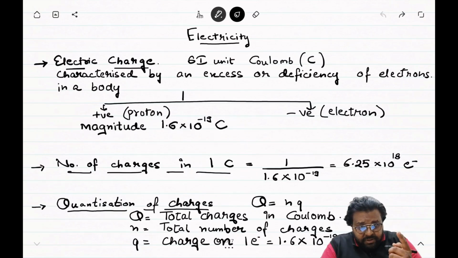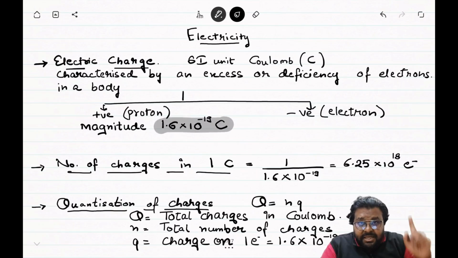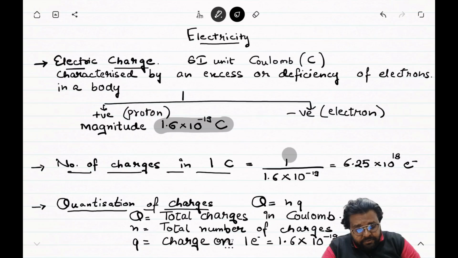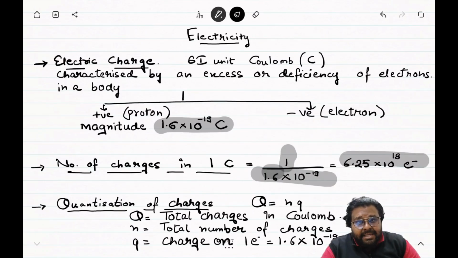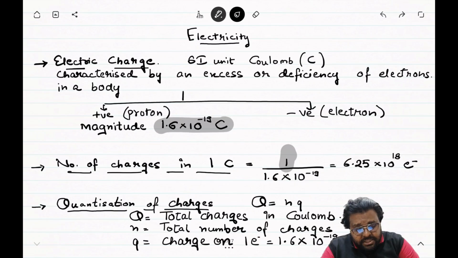So if the charge on one electron is 1.6 into 10 to the power minus 19 coulomb, using the unitary method, which we learned in class 3, we count the number of electrons in 1 coulomb. That would be 1 upon the charge, and that gives 6.25 into 10 to the power 18 electrons. These charges constitute 1 coulomb of charge.